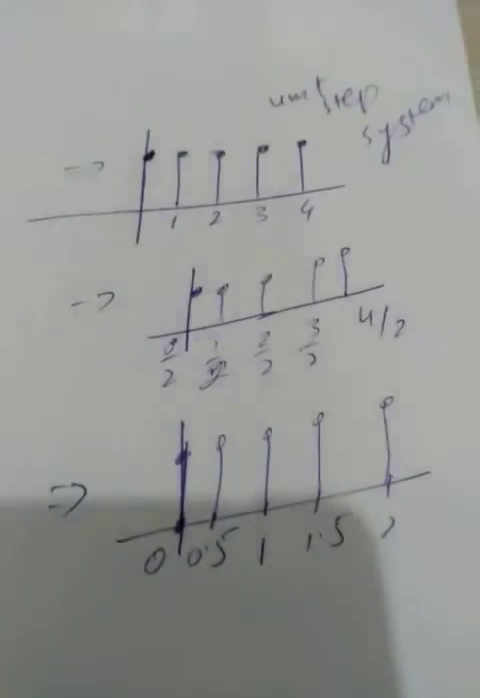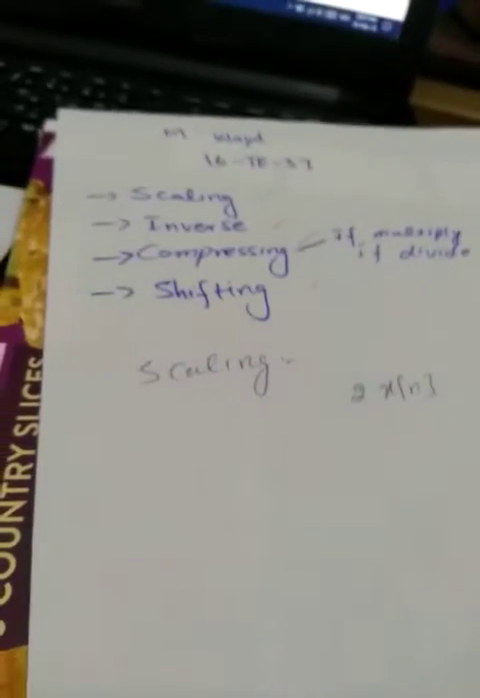Here we see that by dividing by this factor, we only change the values on the x-axis, but our values on the y-axis will not be changed. That means there will be no effect of the scaling property on the amplitude, that is, on the y-axis. This is simple. And next we are going to discuss the inverse property.